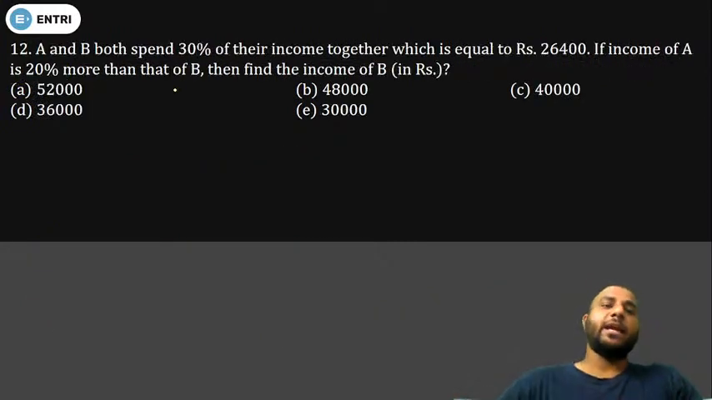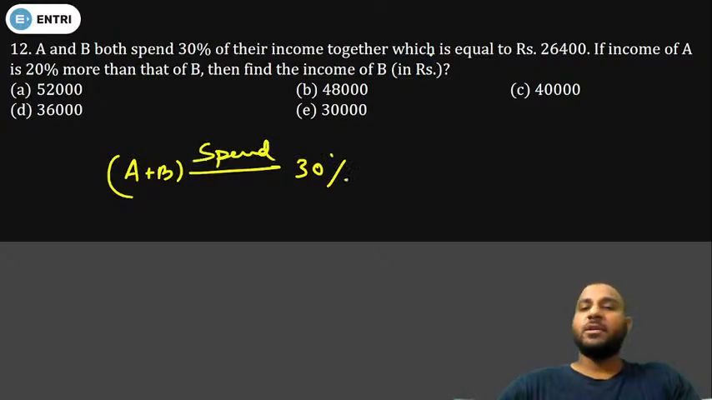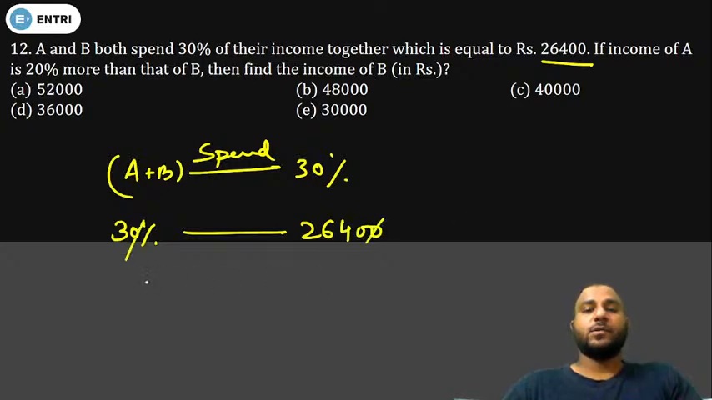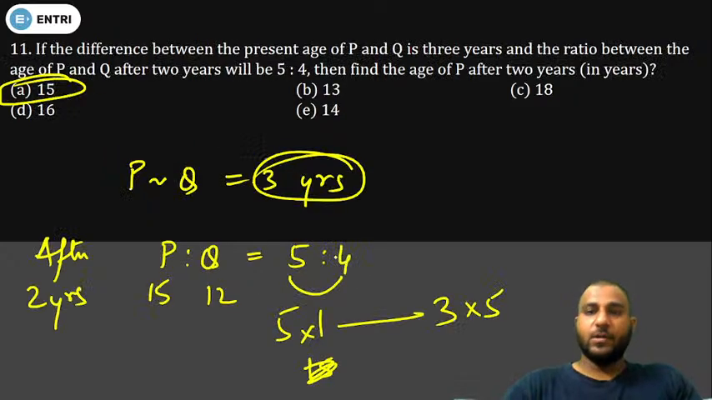The next one, A and B both spend 30% of their income together. A and B spend 30%. Remember this, together, which is equal to 26400. So clearly 30% of A and B's income has to be equal to 26400. So 1% equals 880 rupees.